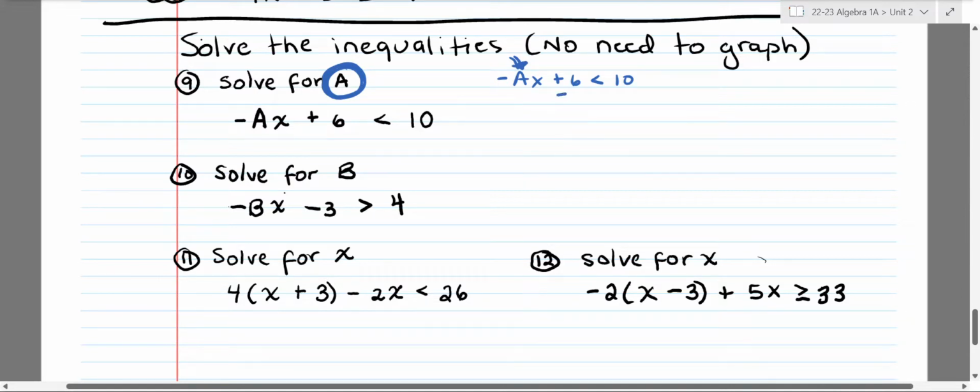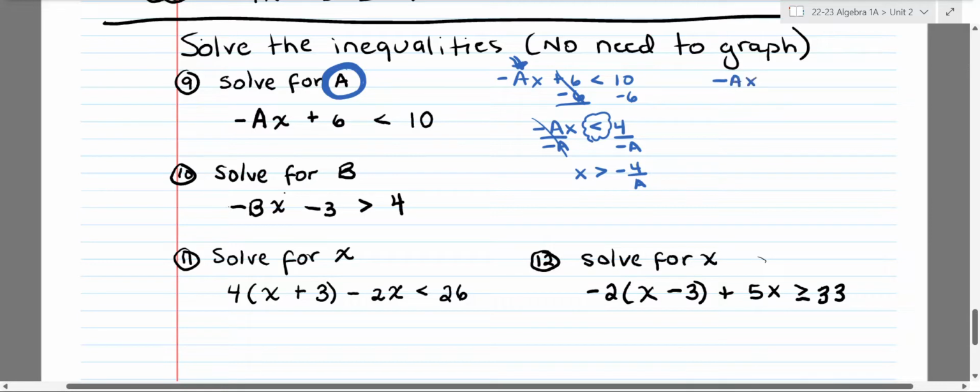So it's going to be minus 6. We have negative ax less than 10 minus 6 is 4. And dividing by negative a, once again, since we're dividing, we need to flip the sign. So this one needs to be flipped. So we'll have x greater than negative 4 over a. Oh, what did I do? I solved for x instead of a. I'm sorry, I'll do it again.